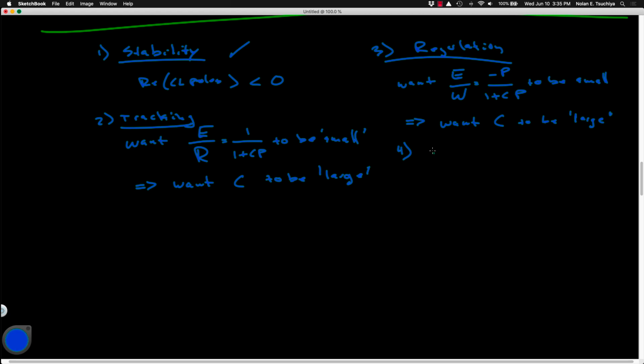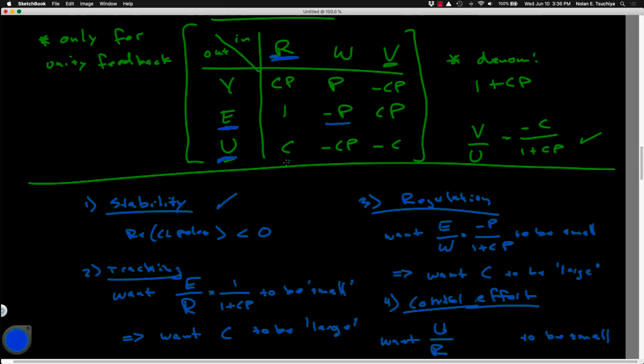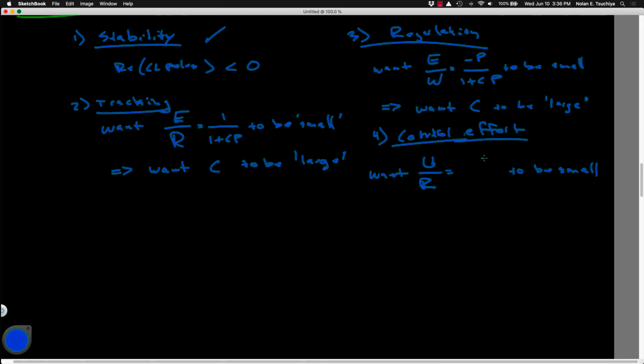Now here's the kicker. The fourth control objective was control effort, right? Essentially the cost associated with achieving these other control objectives. So for the control effort, what we want is for the relationship from R to U to be small. What this means is that regardless of what reference we're trying to track, I want to maintain a small control command U. Okay? So it's this relationship that we want to minimize, and the transfer function from R to U is C over 1 plus CP, according to our matrix. So this is the ratio that we want to minimize.